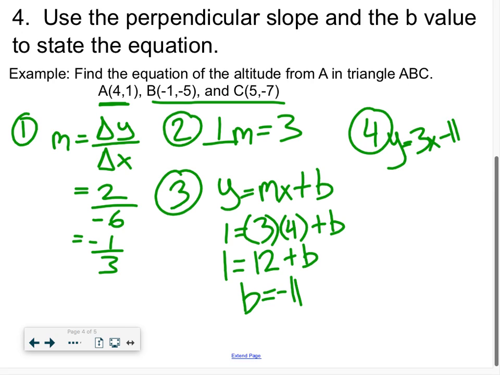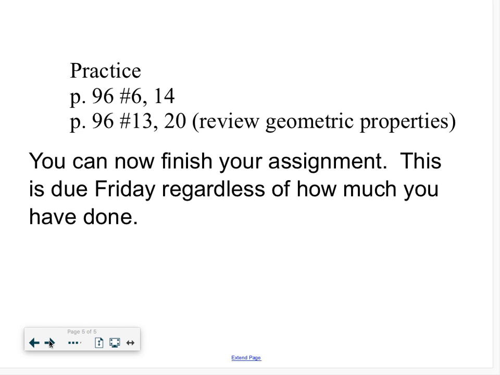All right. And that is right bisector, median, and altitude. There are all your questions. So you have page 96, number 6 and 14. Page 96, number 13 and 20 is just a review of your geometric properties. Then you can finish your assignment now. This is due on Friday. I'm collecting it. If you don't have it done, I'm taking what you have on Friday. So you need to be working on that today.